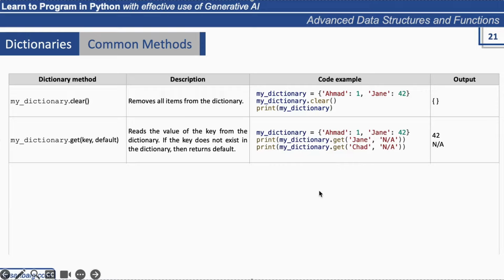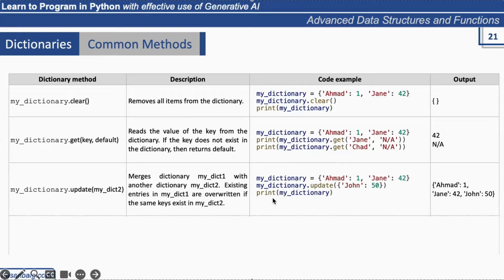Okay. Next is the update method. So again, we have talked about how to modify an element. So let's take an example here. Again, this is a dictionary, and what you're doing is updating. So updating John and 50.